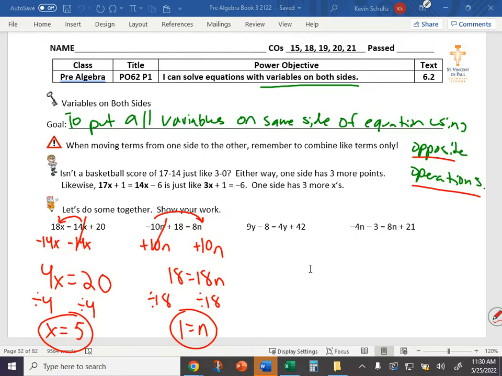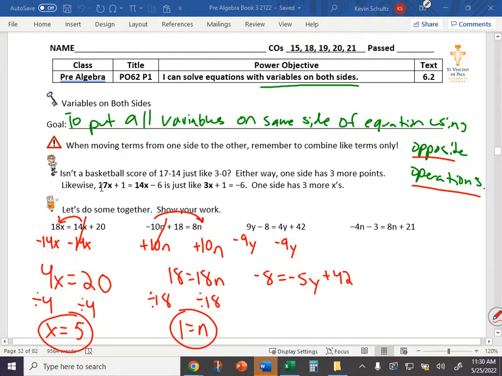Move the 9y's. Okay, so how are we going to move our 9y's over to the right? Using opposite operations, what are we going to do here? Johnny? Subtract. Okay, subtract 9y's from both sides. And that leaves us with negative 8. 4y minus 9y is a negative 5y. And then we have that plus 42 over here. So do pay attention to signs. It's going to be 4 minus 9, and that gives us negative 5.